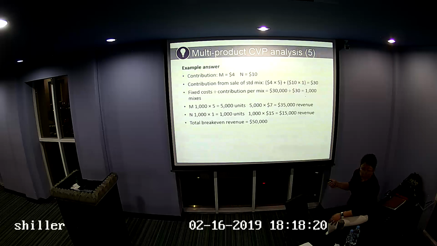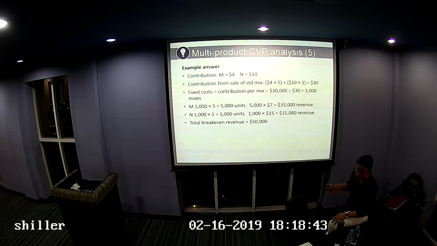Agree? How much is the revenue that they have to sell? 35,000 of M, 15,000 of N, which means their total break-even revenue is 50,000. Do you know where 50,000 came from? Yes? Which is this two, right? Okay?